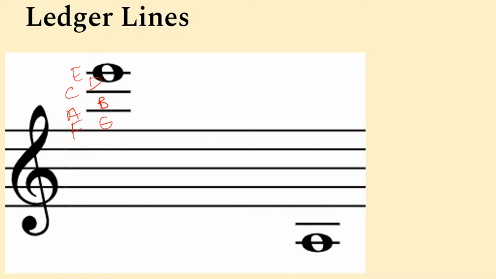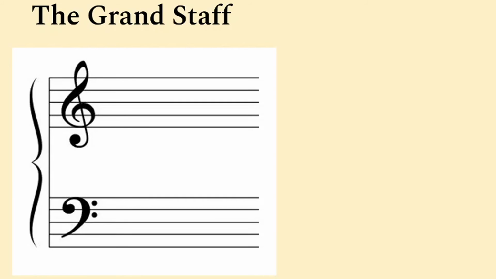For ledger lines below the staff, count the notes backwards. This is the note E, then D, and C, B, A. So this is the note A. Ledger lines can extend infinitely above or below the staff, but notes with more than 5 ledger lines are not very common. The grand staff is a combination of a treble clef and a bass clef.